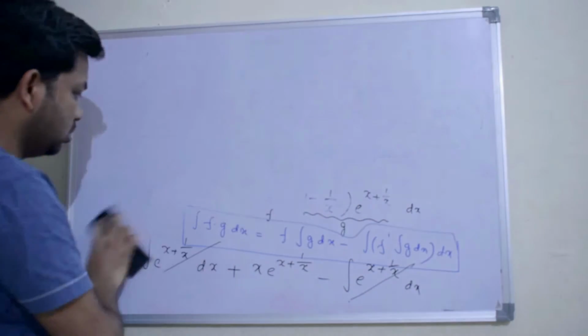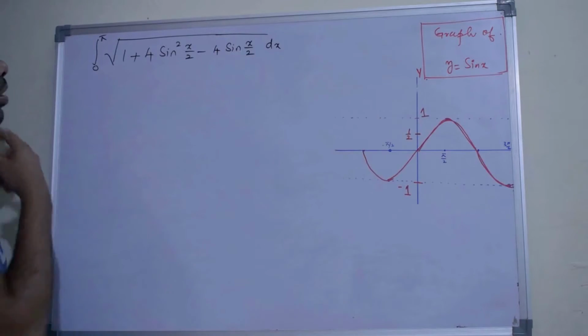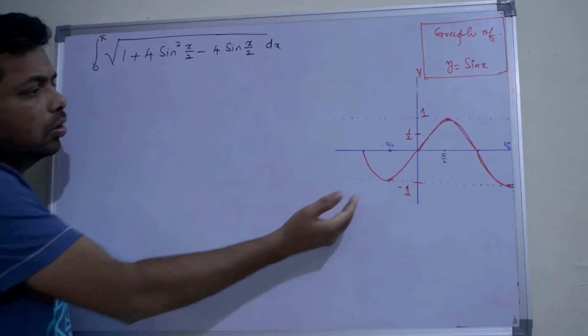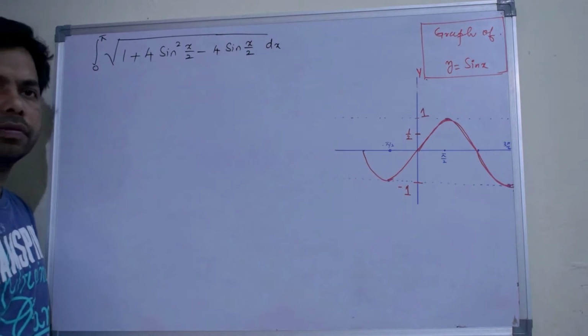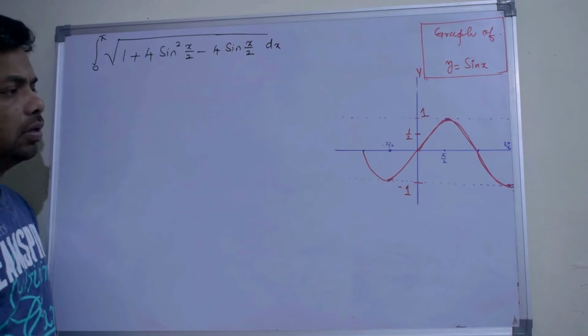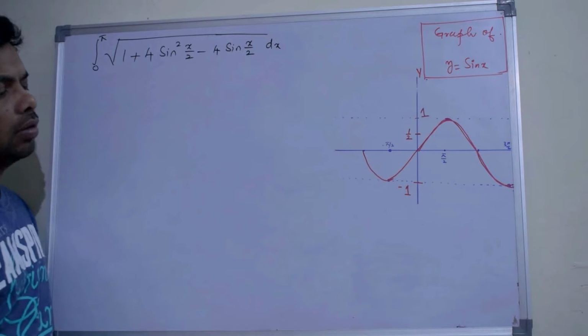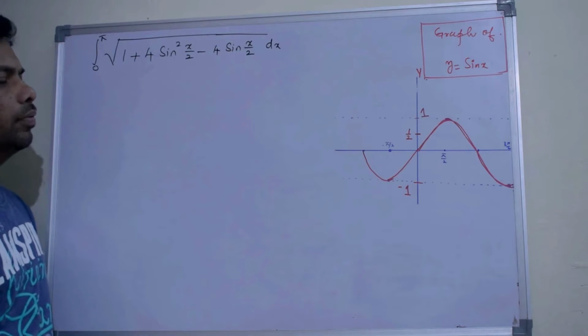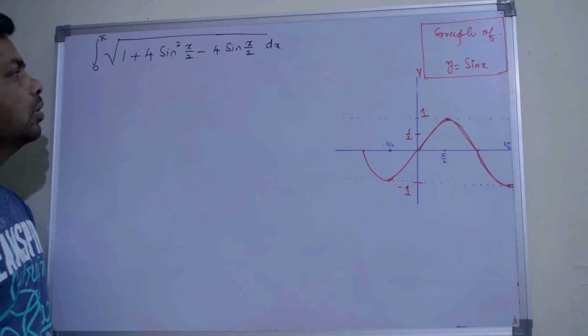The problem is from the definite integral. It is a problem based on graph knowledge. You must know the graph of sin x, where it is positive, where it is negative, and where it has values more than 1 by 2 and values less than 1 by 2. Those are the main key points to solve this problem.